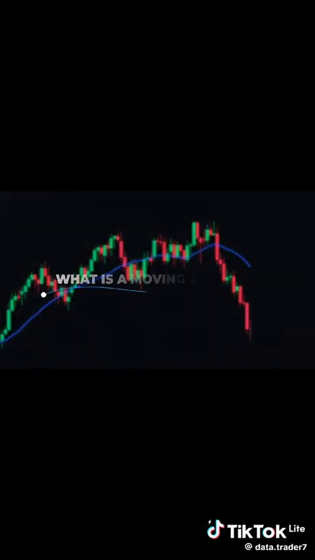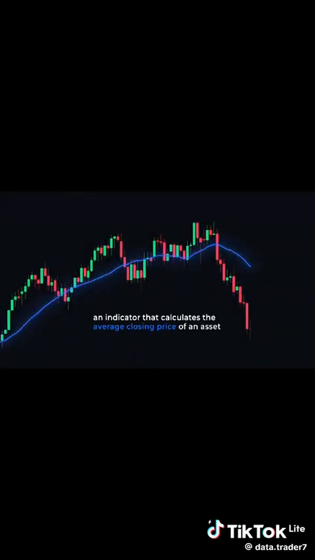First, let's quickly break down what is a moving average. At its core, a moving average is a simple indicator that calculates the average closing price of an asset. What it does is smooth out price movement, making it easier for us to read the overall trend.